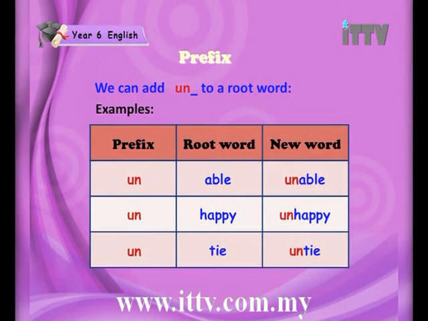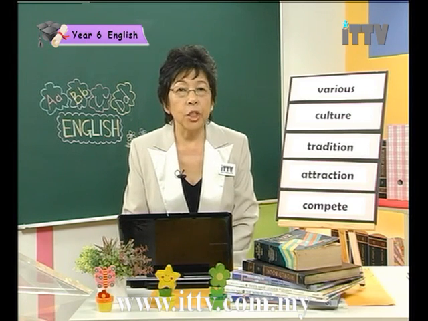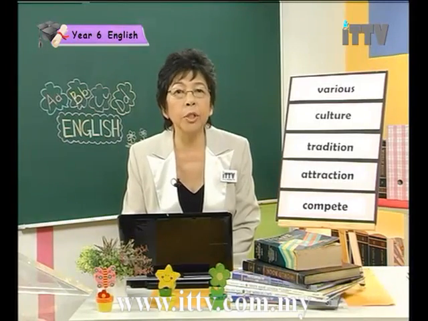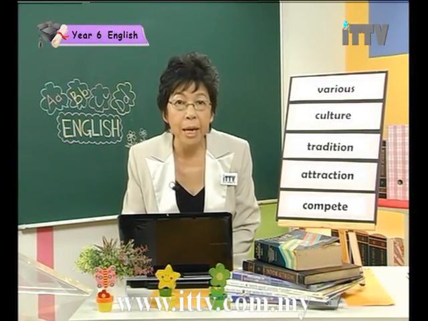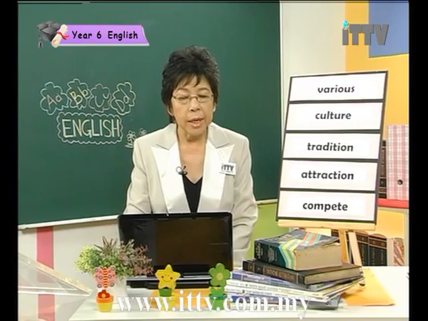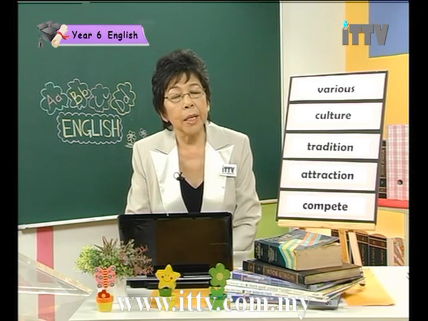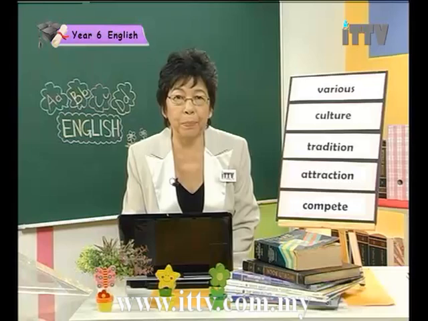The next one is un to a root word. Let's look at the examples. Un plus able becomes unable. And unable is just the opposite of able. For example, yes, I'm able to do it. No, I'm unable to do it. The next one, un plus happy becomes unhappy. I'm sure you know that one. When you're happy, and if you're not happy, you are unhappy.